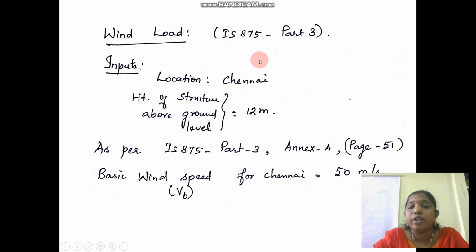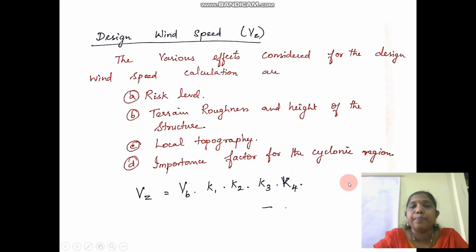Now, wind load. What are the inputs we need? Actually, it is given in the problem. The location of the structure is Chennai, and the height of the structure above ground level is 12 meters. As per IS 875 part 3 annexure A, wind speed for Chennai is 50 meter per second.